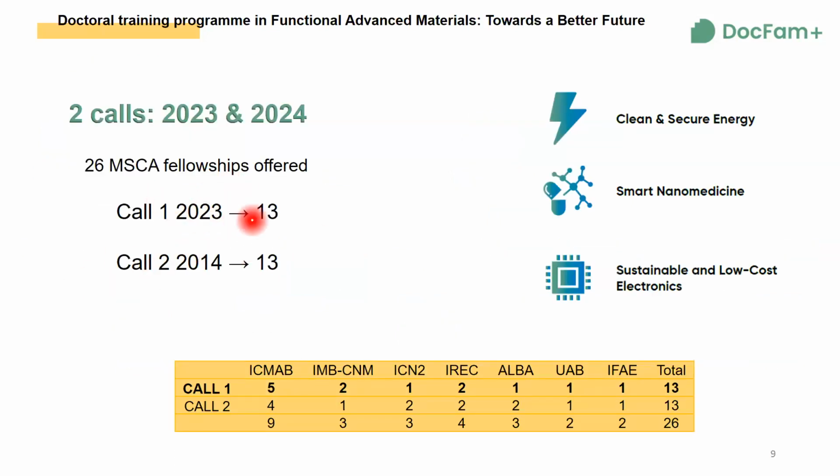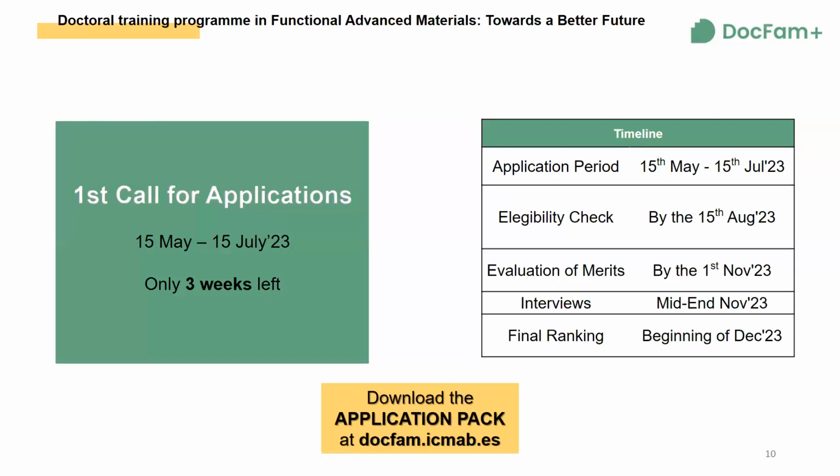In this slide, you can see that in total, we will offer 26 fellowships, 13 in the first call and another 13 in the second call. And here is how the positions are distributed among the different partners. So here are the 13. The first call for applications is already open and will close in 3 weeks, so don't wait until the last day to apply. It will close on the 15th of July.